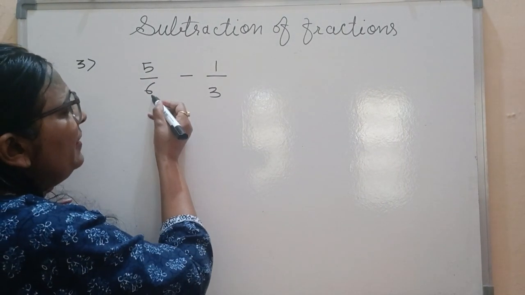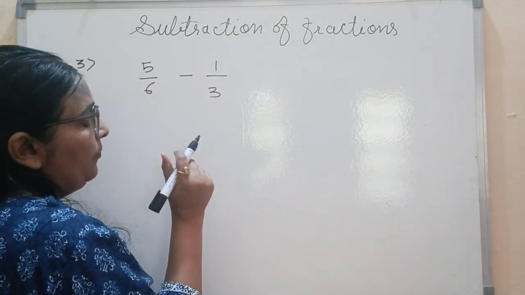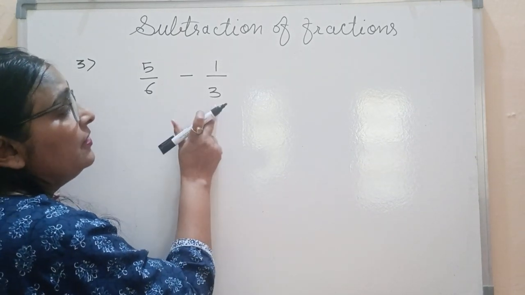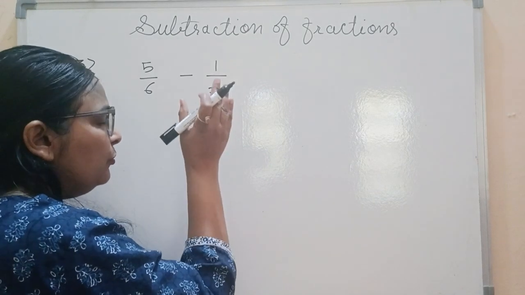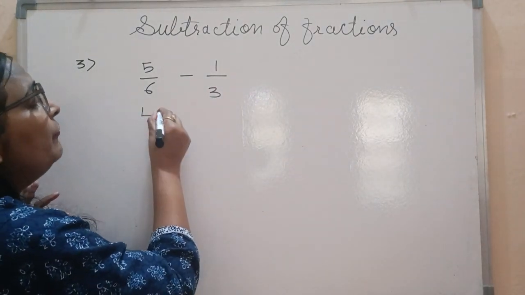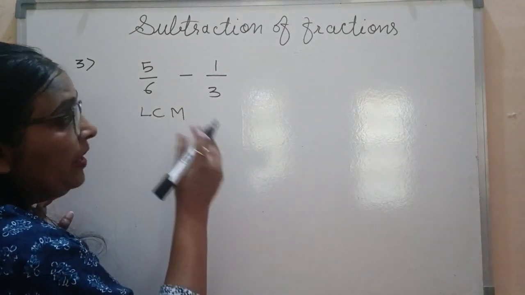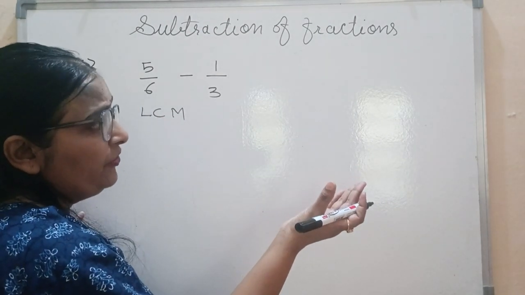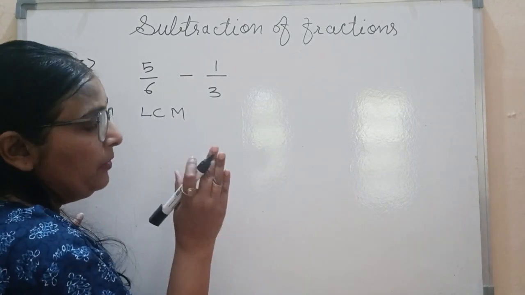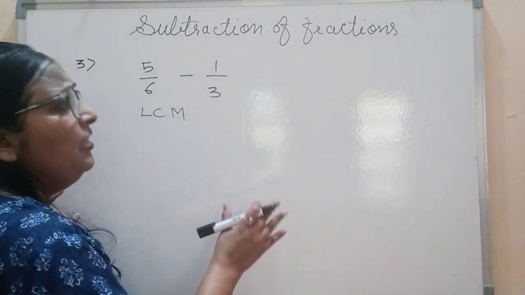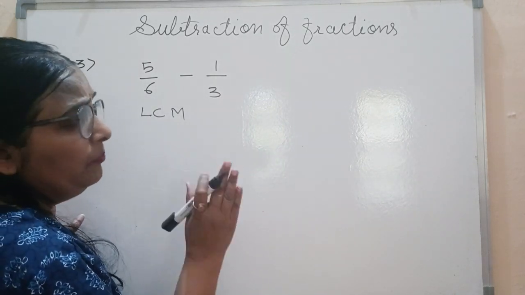Next, 5 by 6 minus 1 by 3. Here denominators are different. Therefore, these are unlike fractions. To solve unlike fractions, again the same process we will do. We will take out first the LCM. LCM you can take out by the prime factor method or by the multiple method. As these numbers are small, easily you will get this LCM by the multiple method.